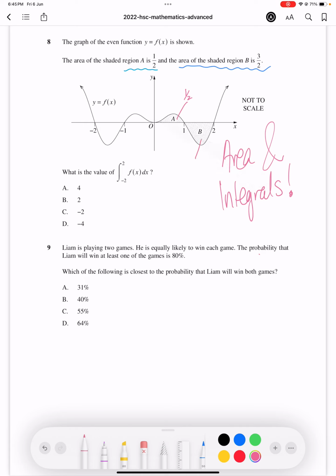Now, area is obviously linked to the integral. However, since area can never be negative, if we have a negative integral, we have to absolute value it to get a positive area. So when do you get a negative integral? You get a negative integral when that part of the curve is below the x-axis.